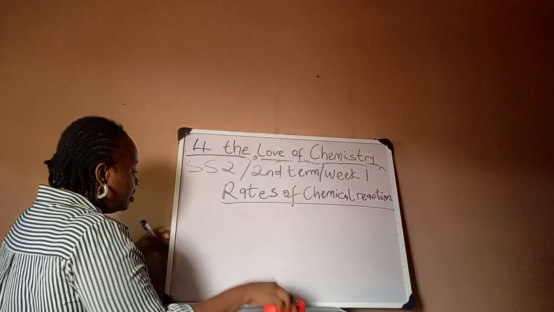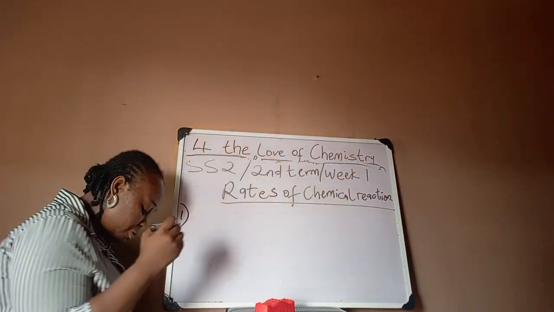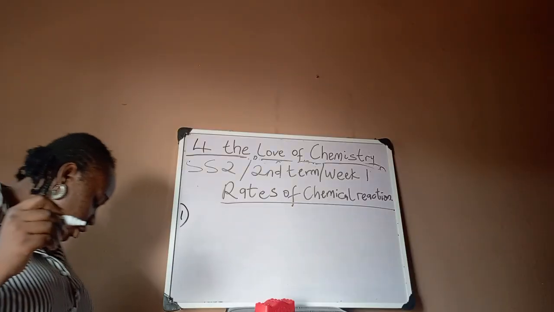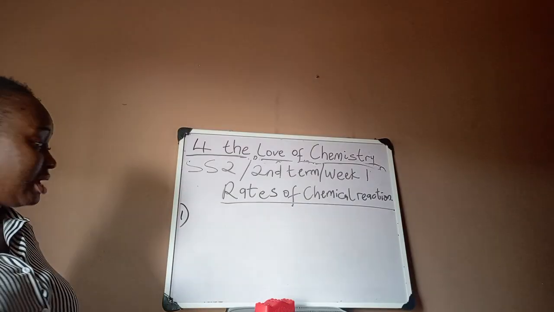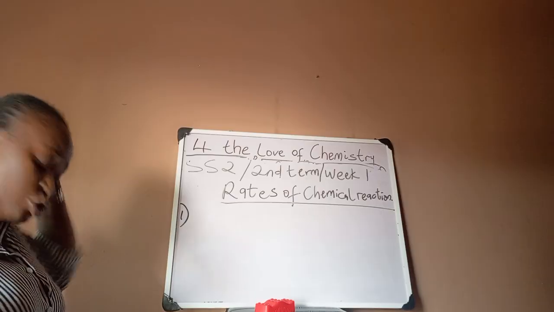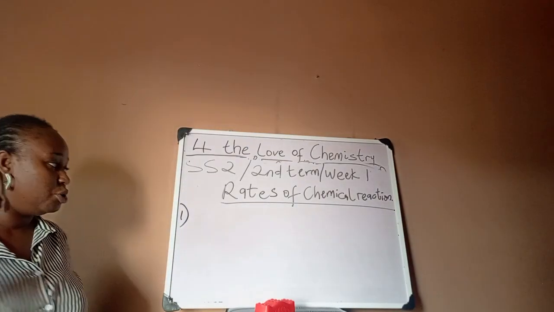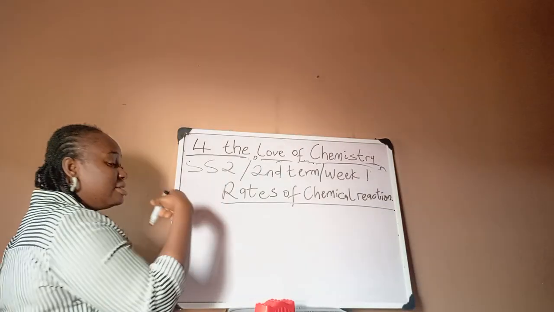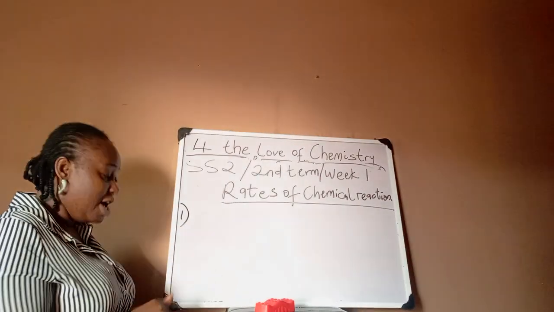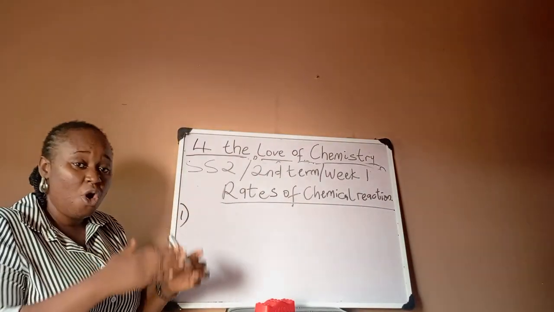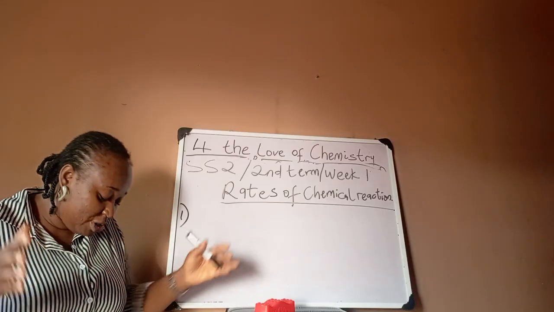So the first one is rates of reaction. There are some reactions that are so fast and instantaneous that their rate can't be measured. There are some reactions that are so fast, before you know what is happening, it has already occurred. So you can't even measure their rate.